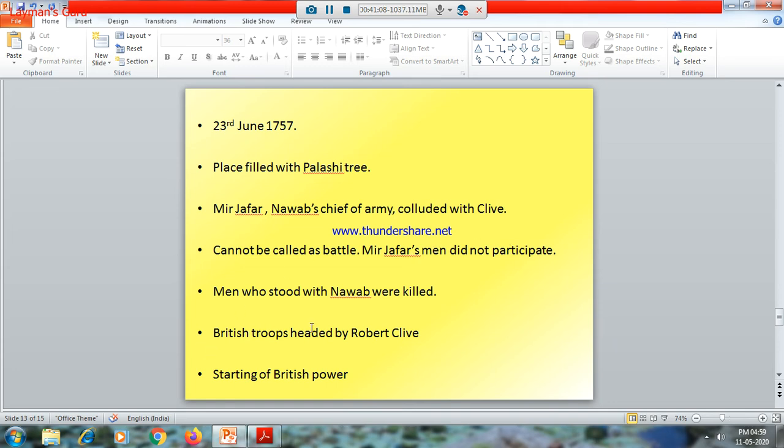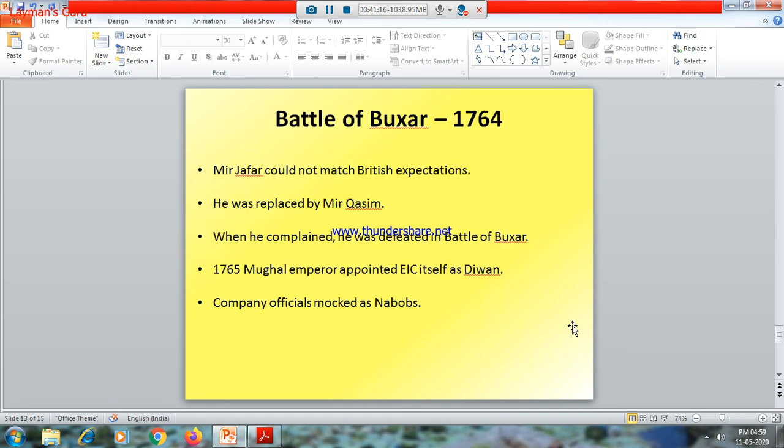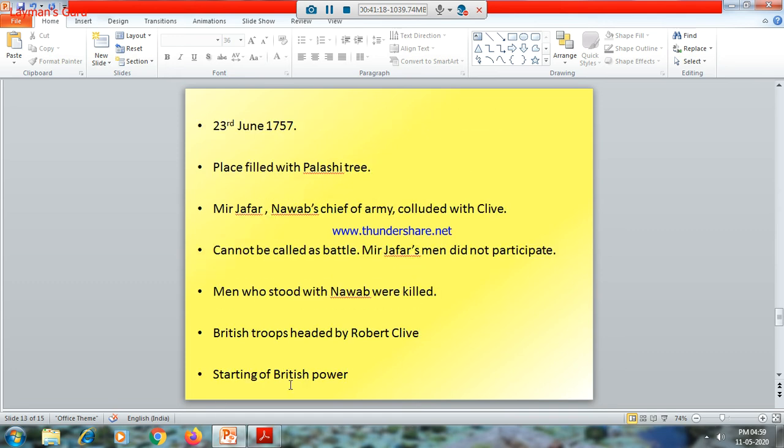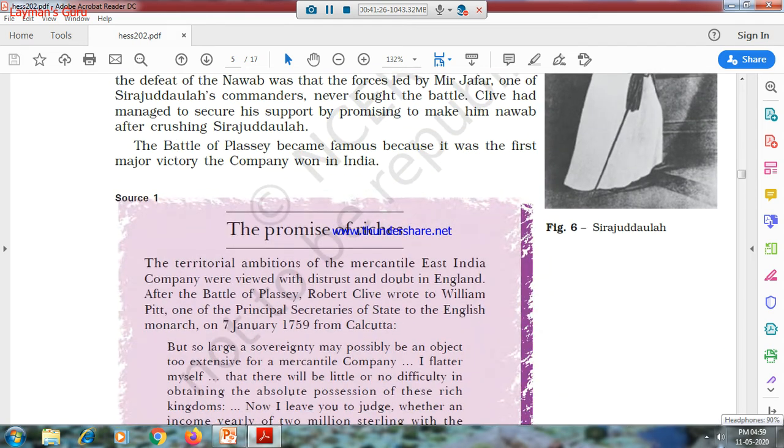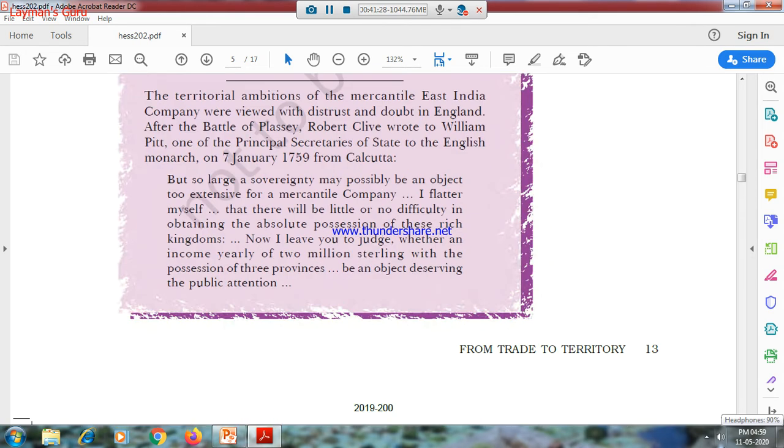Men who stood with the Nawab were killed. The British troops were headed by Robert Clive. This is the start of British power. And something else has also happened in Clive's life regarding this.